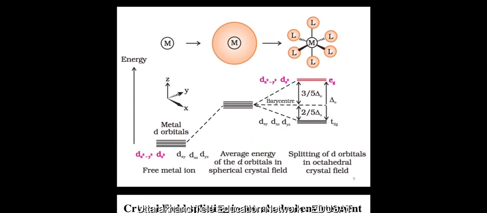As the six ligands approach the central ion along the axes, an electron present in an Eg orbital is repelled more by the ligand than if it is present in a T2g orbital. That is, the energy of dx square minus y square and dz square is much more than the energy of the dxy, dyz and dzx orbitals. Thus, in an octahedral complex, the five d orbitals split into two sets, T2g and Eg. The crystal field splitting in an octahedral complex can be shown in the figure.